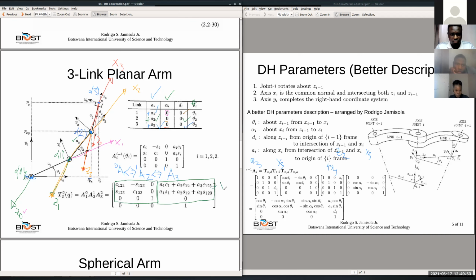And then, are you familiar with this? I have written this. This is the x, and this is the y. It used to be L1 C1 plus L2 C12 plus L3 C123. And this was L1 S1. This is the one that we've been dealing with for the planar robot, right?